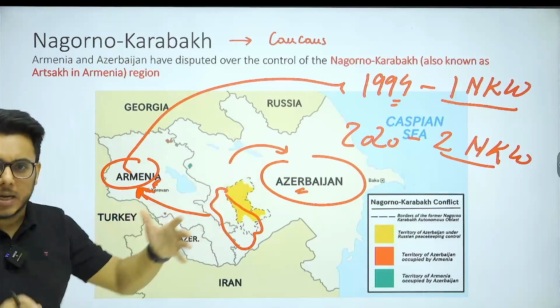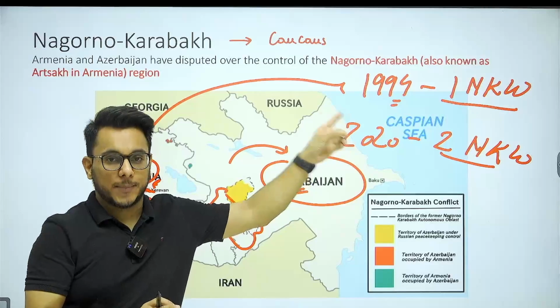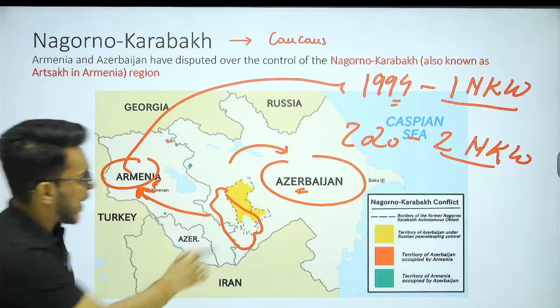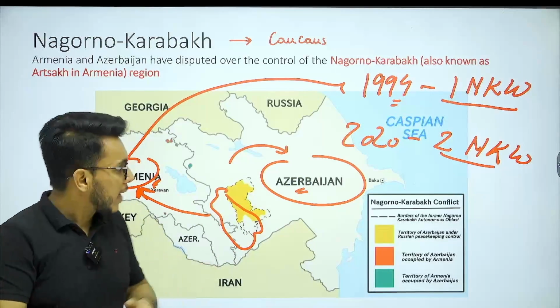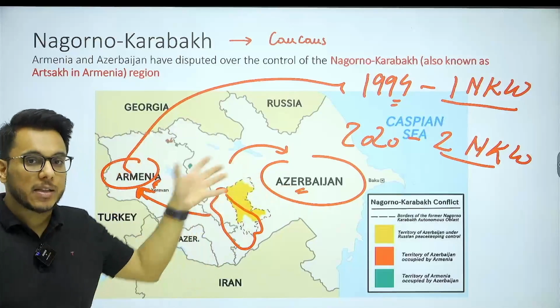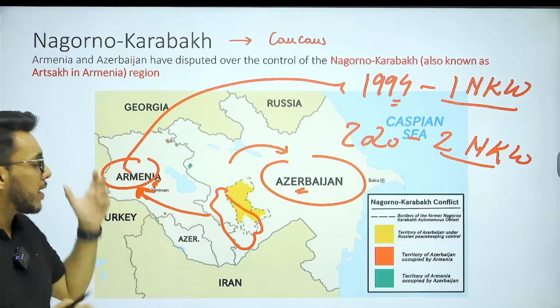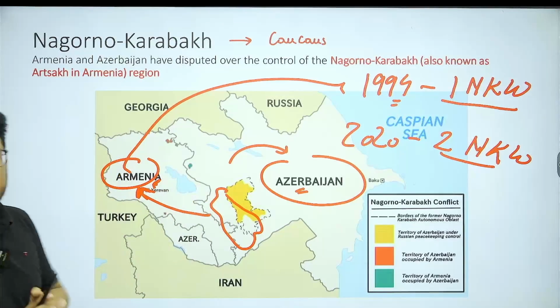So again, I'll repeat, don't get confused. In the 1994 Nagorno-Karabakh war one, what happened? Armenia captured the territories here. In the 2020 Nagorno-Karabakh war two, what happened? Azerbaijan again reclaimed the majority of the territories that were taken by Armenia. Okay, so because of this, this area was in news.